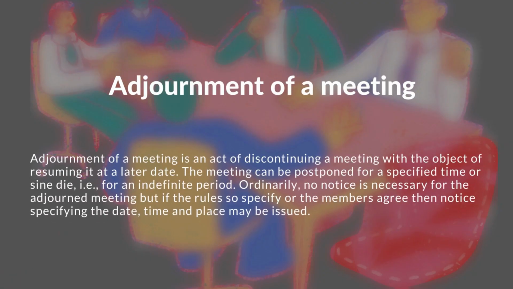Okay. Now, adjournment of a meeting. Adjournment of a meeting is the act of discontinuing a meeting with the objective of resuming it at a later date. So, the meeting can be postponed for a specified time or for an indefinite period. And ordinarily, no notice is necessary for the adjourned meeting, but if the rules so specify, or the members agree, then the notice specifying the date, time and place may be issued. So this is about adjournment of meetings.